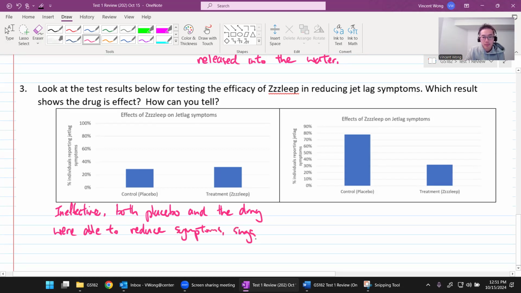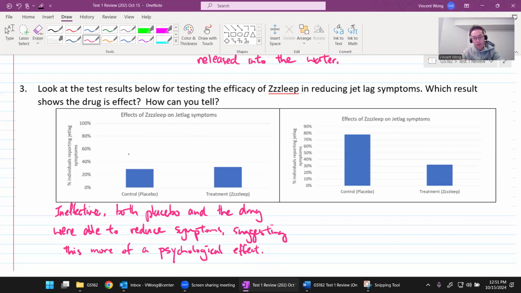Okay, suggesting this is more of a psychological effect. So it looks like they could take anything. As long as you tell them it's going to help them sleep, they're going to feel better about it, and then therefore they report less symptoms. So on the other hand, on the right side here, this would be what effective looks like.